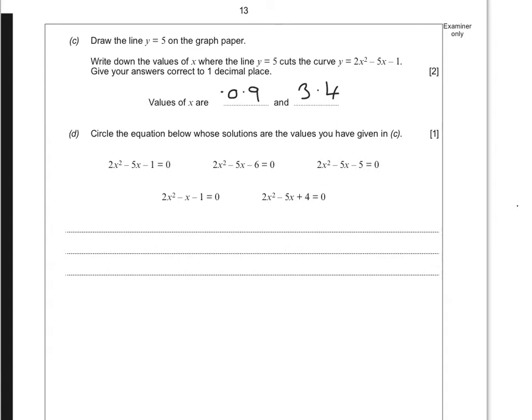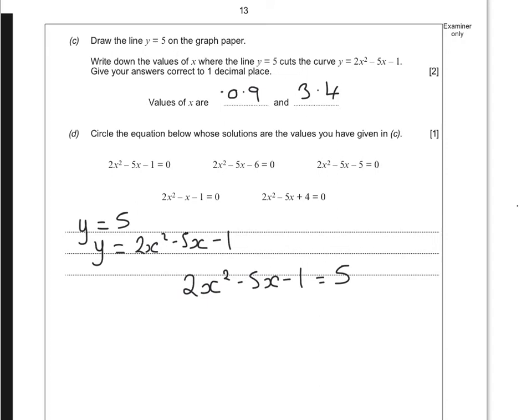Part D then. Circle the equation below whose solutions are the values you have given in C. Now this seems quite complicated, it's quite wordy. However, we just need to think about what we've drawn. We've drawn the line y is equal to 5, and we've drawn y is equal to 2x squared minus 5x take away 1. So we've got two things where y are equivalent. Therefore, we can say that 2 lots of x squared take away 5x take away 1 is equal to 5. Those are the solutions of x that we found in part C.